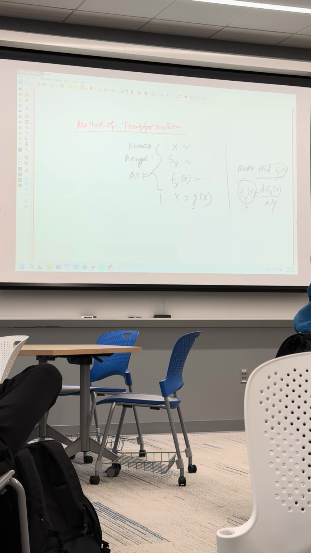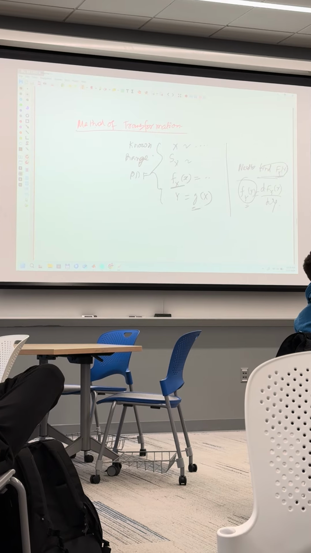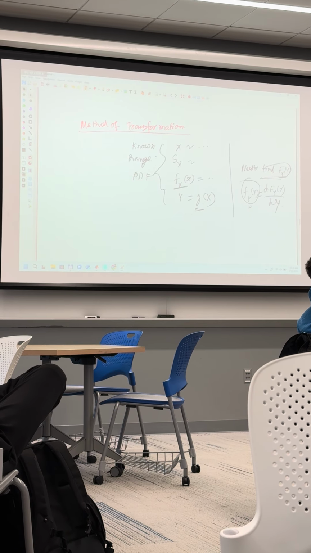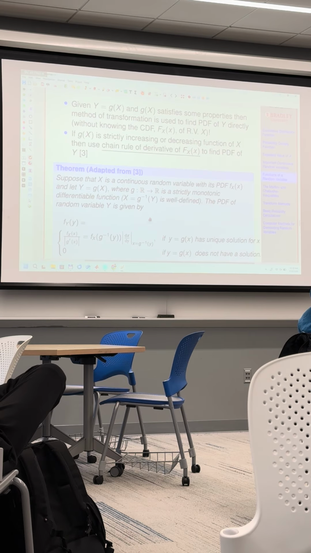Now, with the method of transformation, you do not need to integrate or differentiate to find the other quantity. Given this PDF and this function, you should be able to directly write the PDF, skipping the intermediate step. And that is the main idea of this topic.